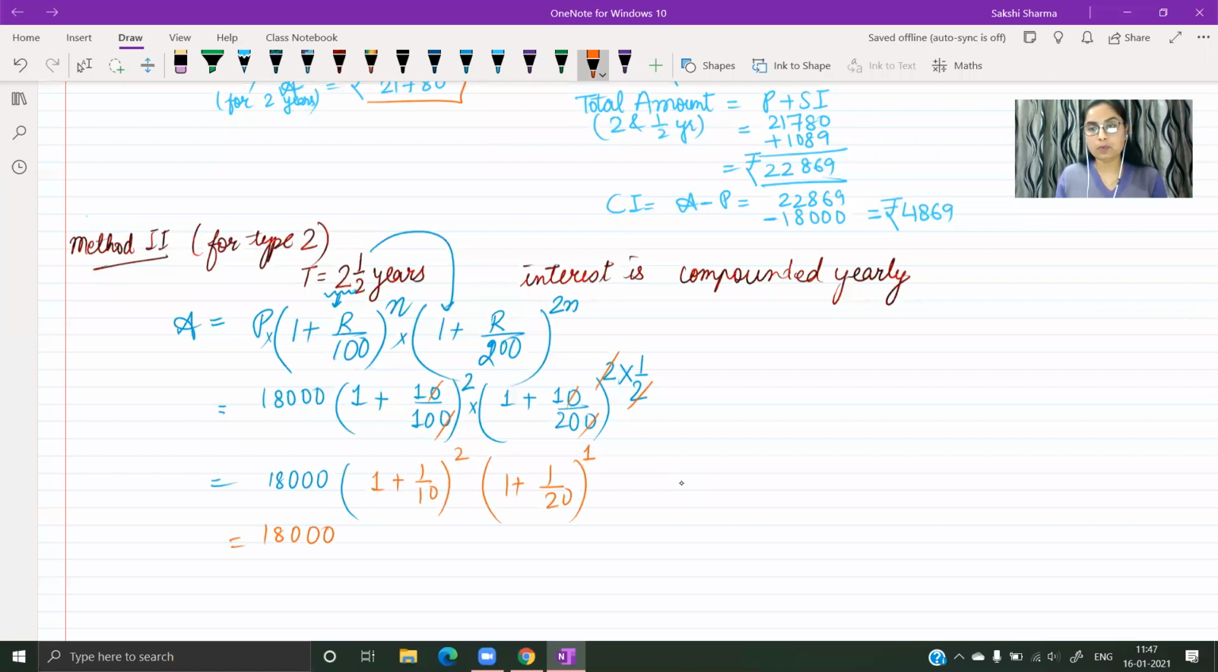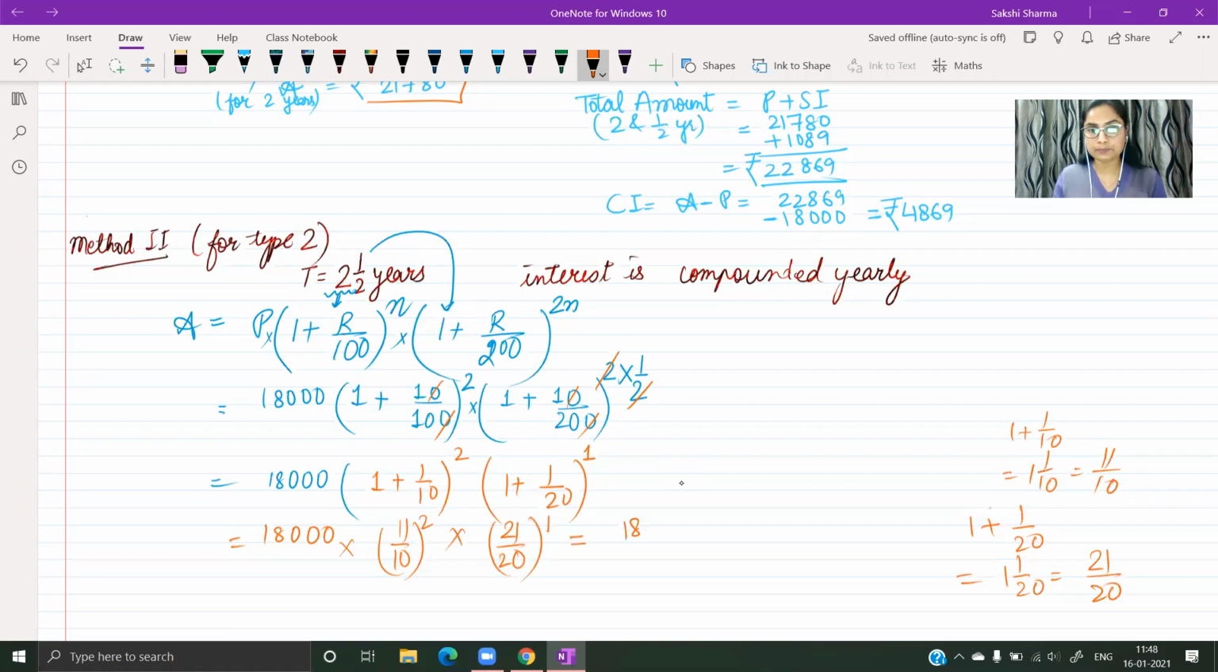I hope you remember how we add a whole number and a fraction. 1 plus 1 by 10. This is 1 and 1 by 10. This will be 11 by 10. So this is 11 by 10 squared. 1 plus 1 by 20. This will be 1 and 1 by 20. Solving the mixed fraction, 21 by 20 raised to the power 1.